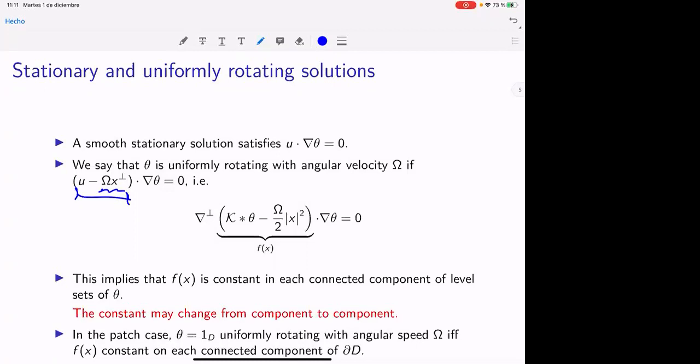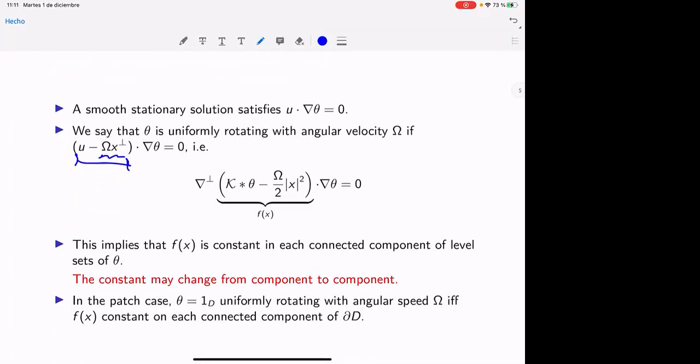Okay, and this is in the smooth case. In the patch case, instead of looking at this condition on every level set, we just look at it on the boundary of the patch. So we would have that f is constant on every connected component of ∂D. Okay, so let's see what we can make sense out of this f. And this f is going to appear in the proofs many times.